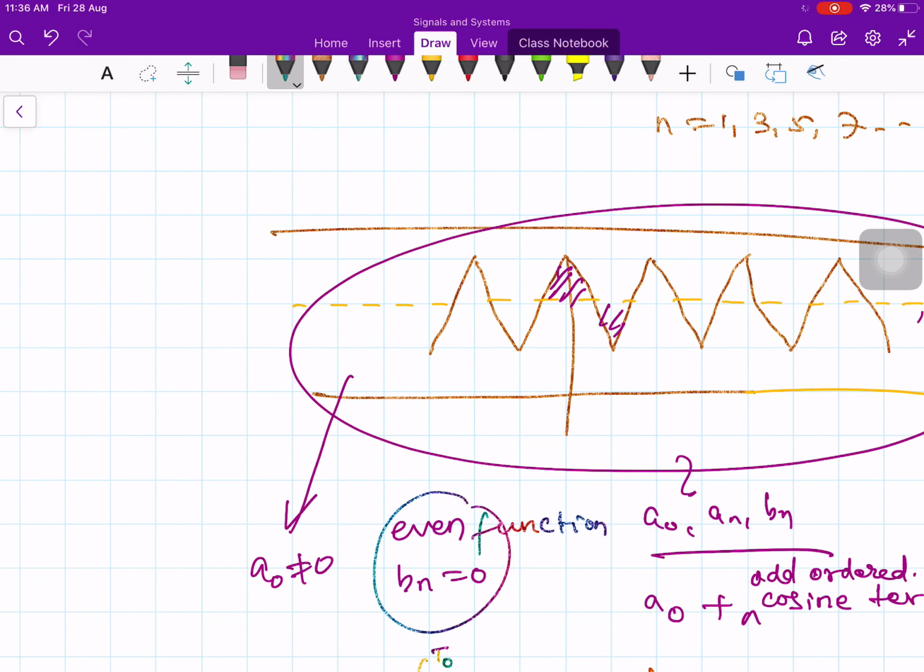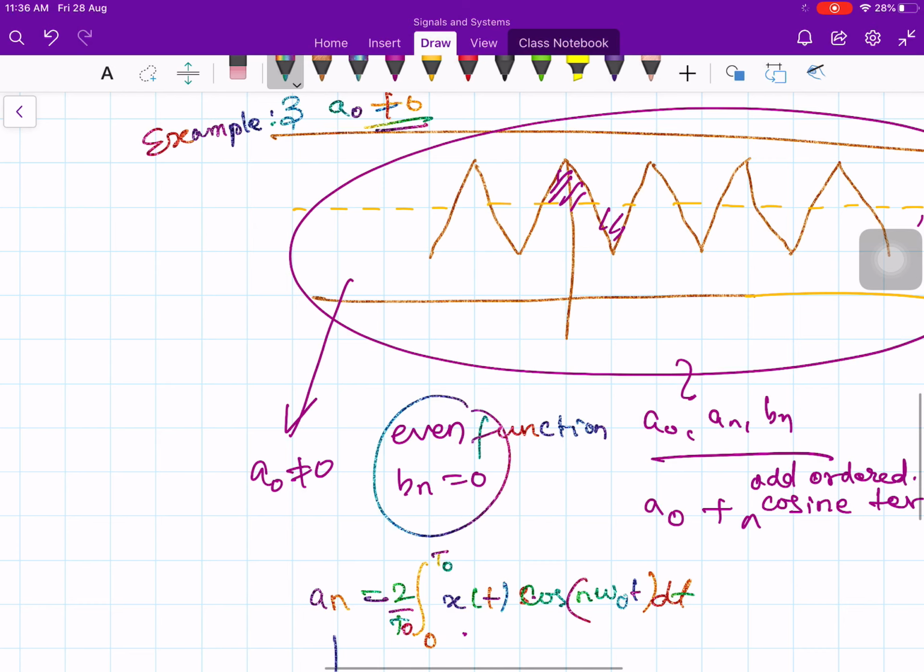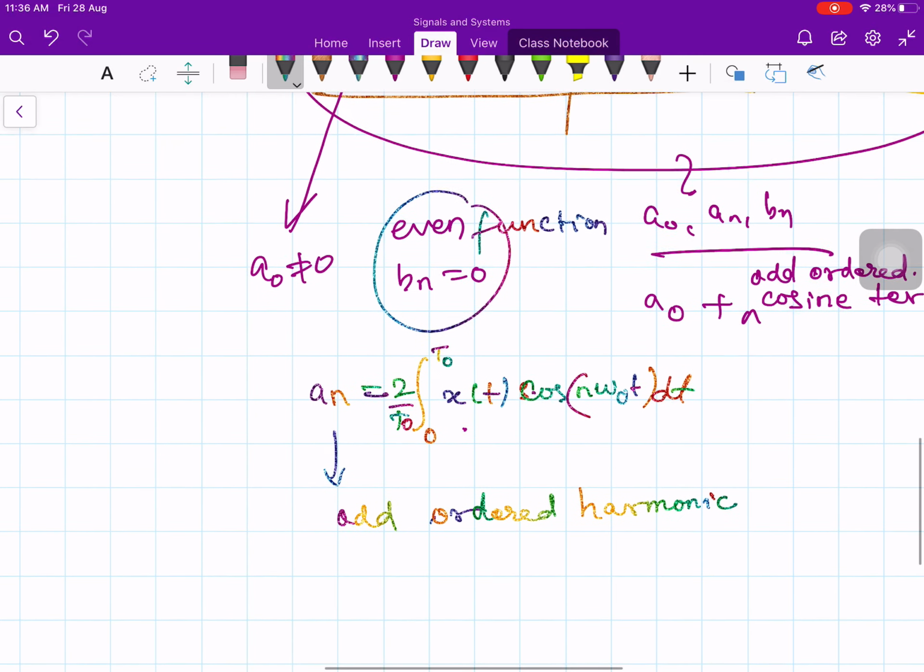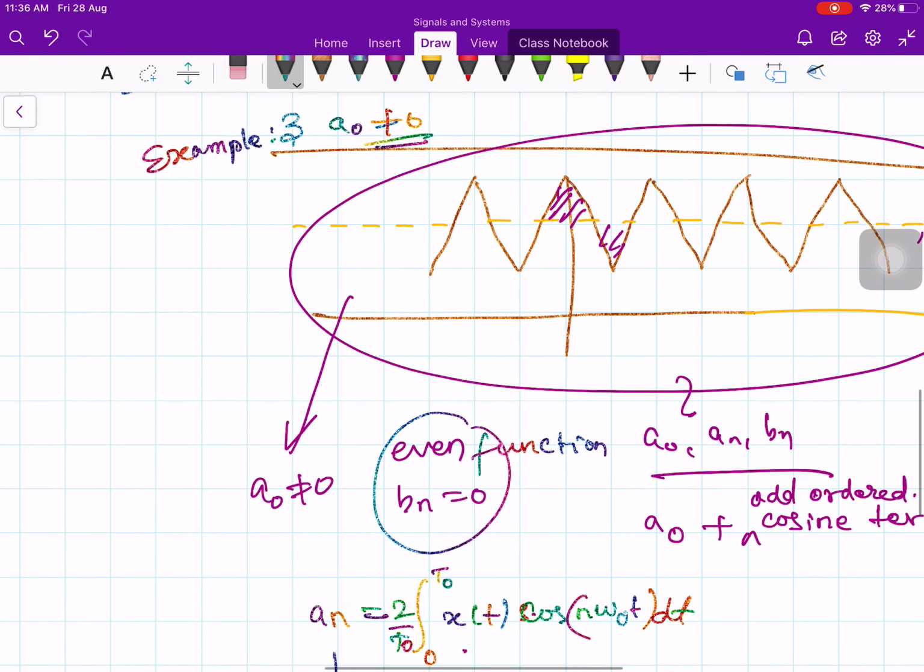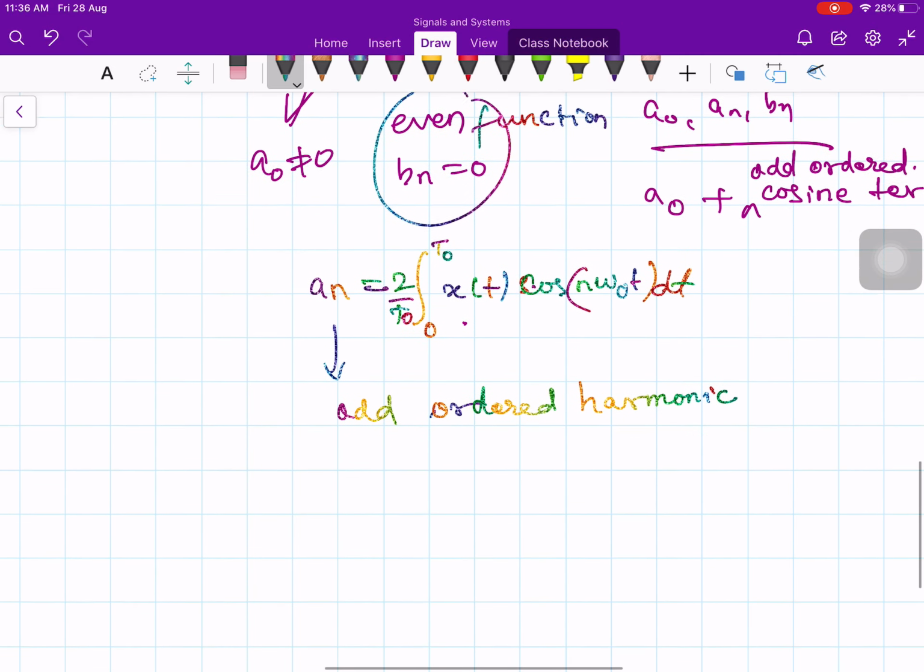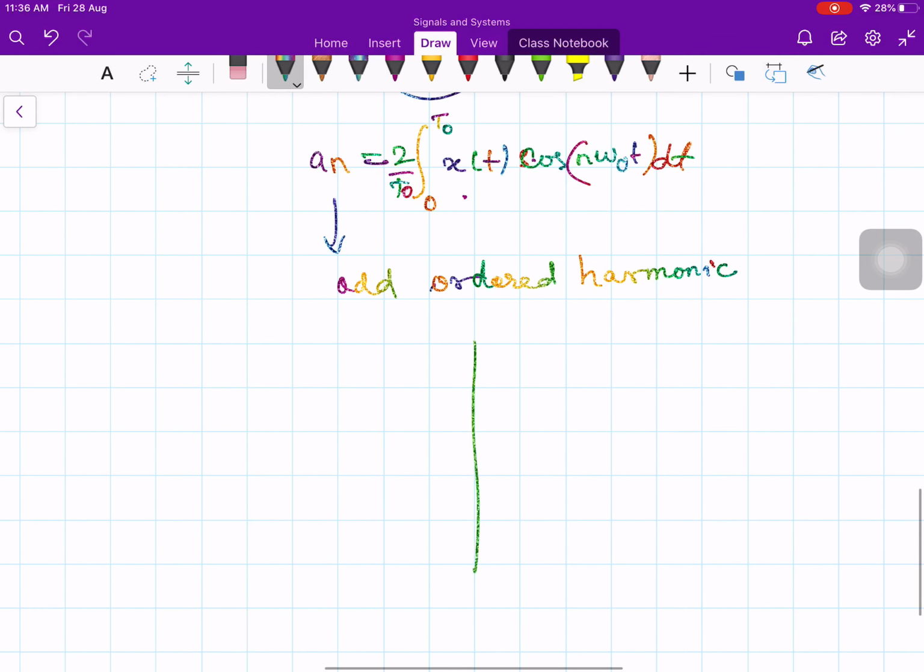So the difference between example 2 and 3 is that in example 2 our A naught value is 0, and here in example 3 A naught is not equal to 0. That's all. This is the only difference that you can observe. Now you take example 3 and shift it slightly to the left-hand side, then the waveform looks like this.